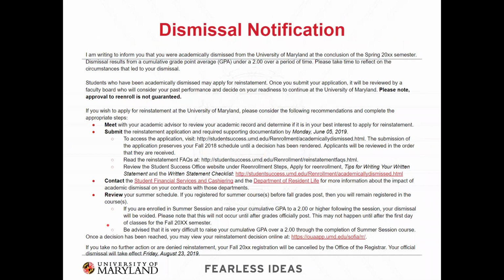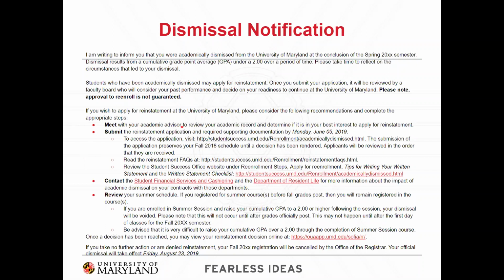This is an example of the dismissal notification that students receive. They are informed that they were academically dismissed from the university and that it is a result of a cumulative GPA below 2.0. The student is informed that they have been academically dismissed and they can apply for reinstatement. If they wish to apply for reinstatement to the university, they need to consider the following recommendations.